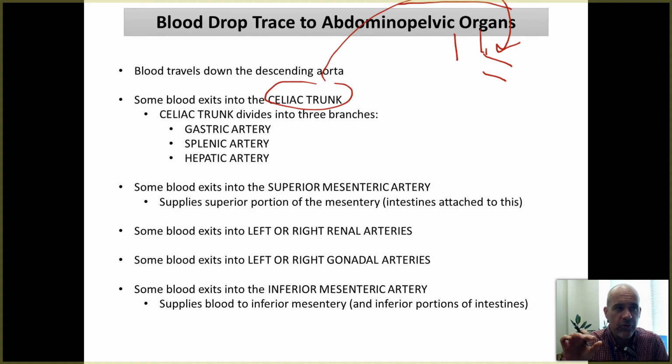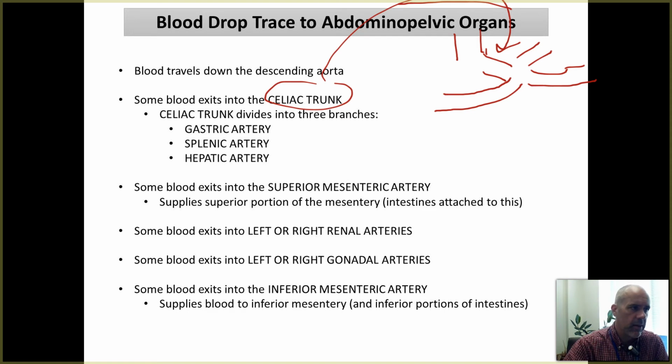When you see this word trunk with arteries, usually that's a little short artery, like a tree trunk, that's going to pretty quickly branch into two or three other arteries. And that's what happens with this one. There's one branch that becomes the gastric artery, which is going to wind up serving, guess what, the stomach. There's another branch that heads off to the spleen and provides oxygenated blood to the spleen. And then there's another branch that's going to head off this way over to the liver, and that's going to be called the hepatic artery. All right, that's one exit that you can take off the descending aorta.